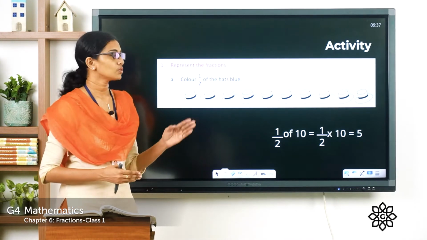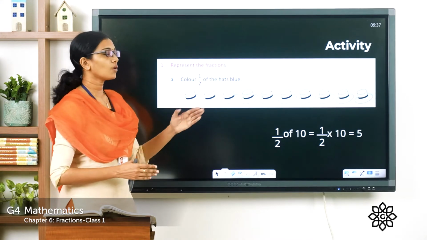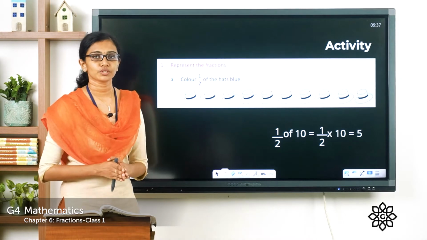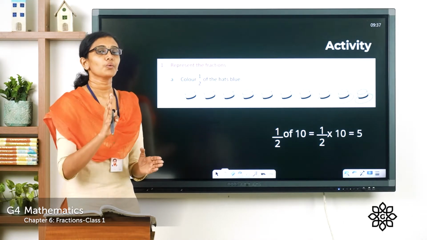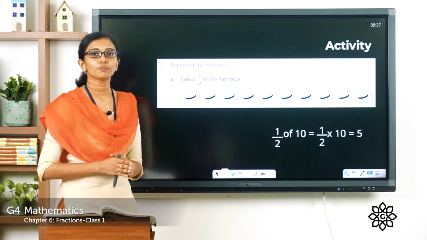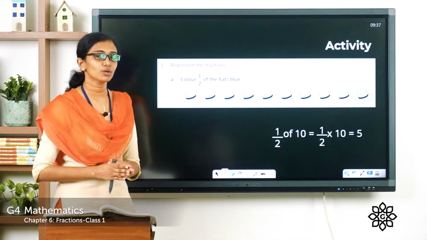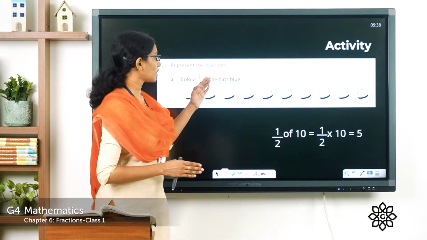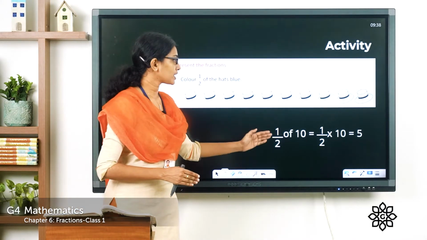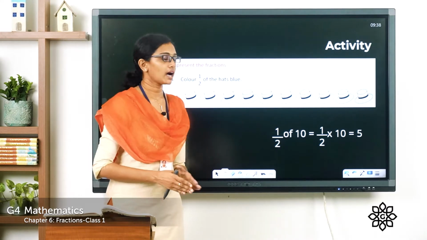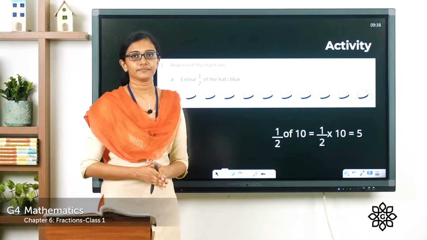So what you have to do? You have to divide the whole 10 hats into 2 parts or 2 groups and you have to color one part out of these 2 parts in blue. So how many hats do you have to color here in blue? What is half or 1/2 of this 10? 1/2 of 10 is equal to 1/2 into 10.